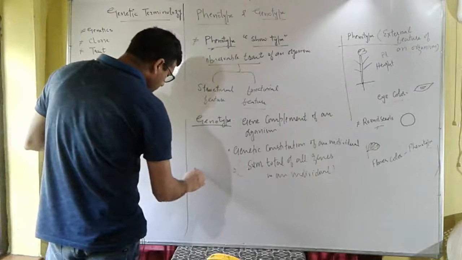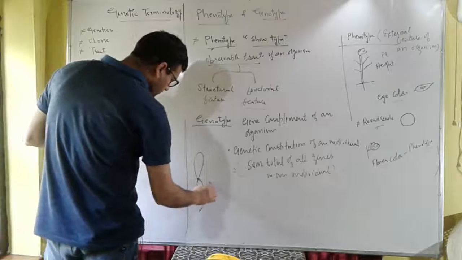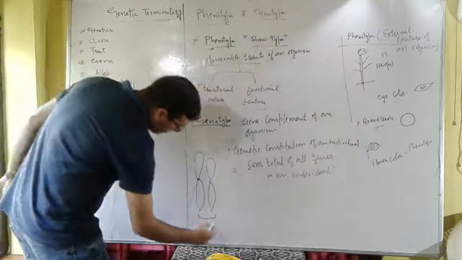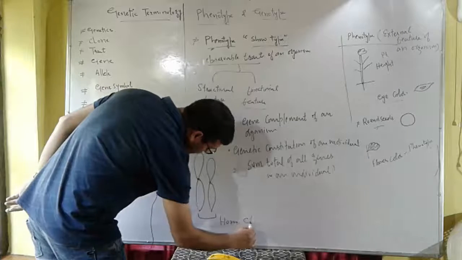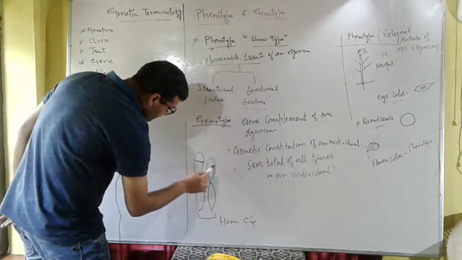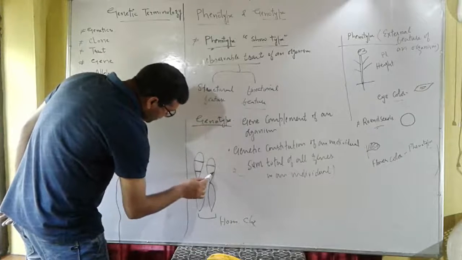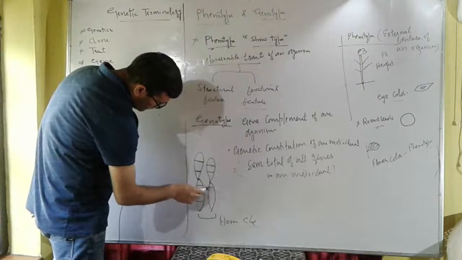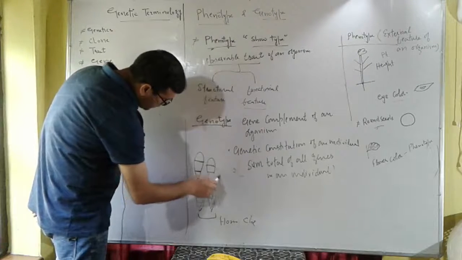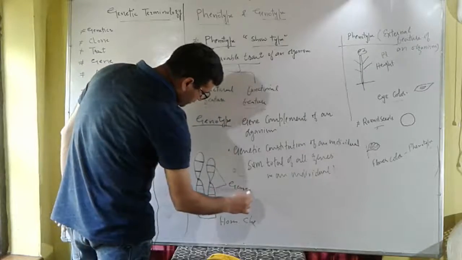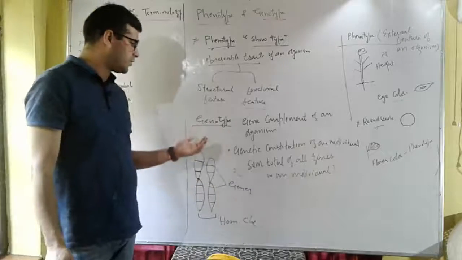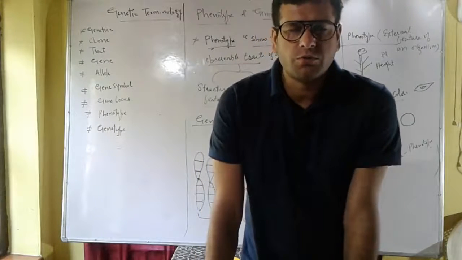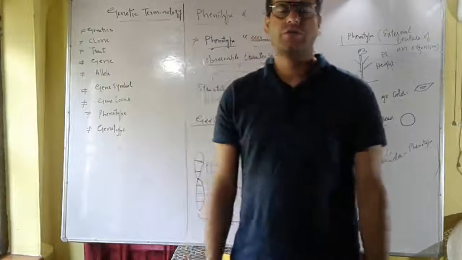For example, these are homologous chromosomes. Genes are present in chromosomes, and for example, these are genes. So they constitute the total genes which are present in an individual. They constitute the genotype, the genetic constitution. It is the genetic makeup of an organism, the sum total of all the genes present in an individual.